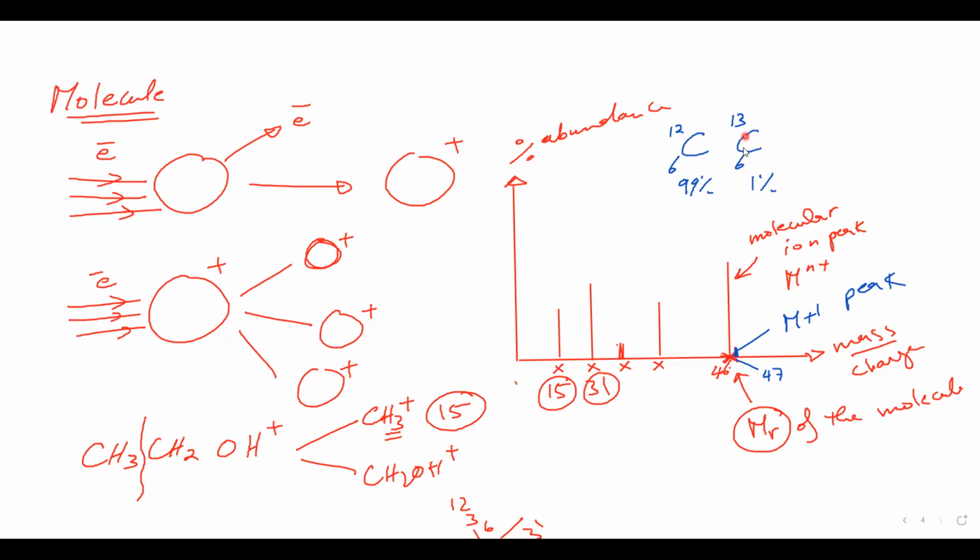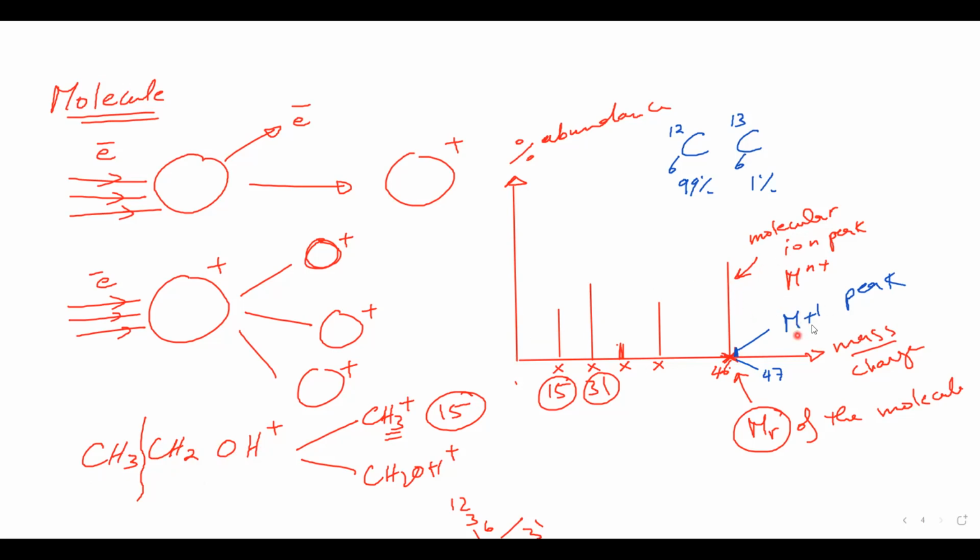But if only one atom in your molecule is carbon-13 of this isotope, not carbon-12, you will get this M+1 peak. It means that if you calculate here the molecular mass, you found it to be 46. But maybe one of these carbon atoms was carbon-13, so you will get 47 instead of 46. You will count 12 plus 13 plus 6 plus 16. Okay?